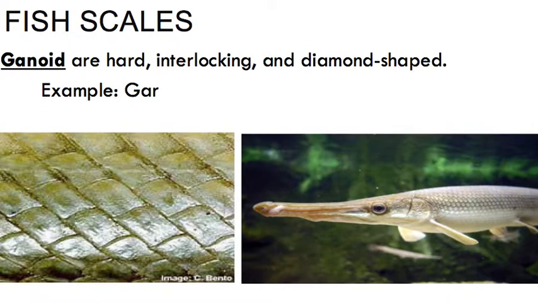Right. And then the last one is ganoid scales, and these are hard interlocking diamond-shaped scales. And you can see here it's just like little rows, almost like little bricks lined up horizontally or diagonally. And generally, I believe these are pretty smooth to the touch. You might feel the edge, the lines a little bit, but overall they're pretty smooth to the touch.